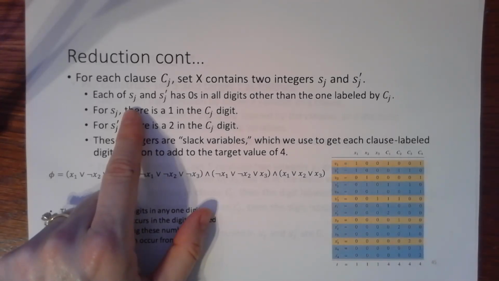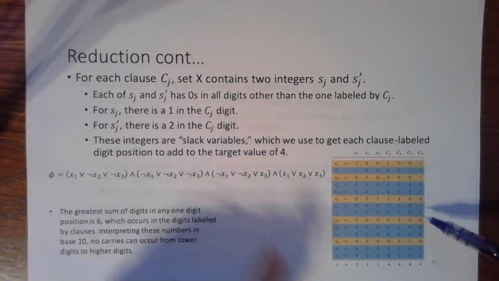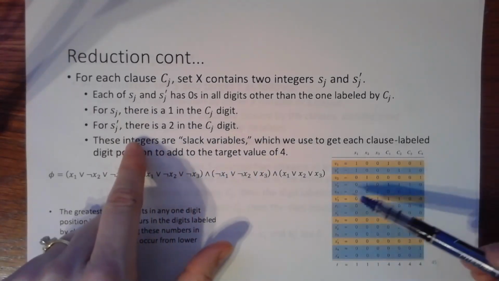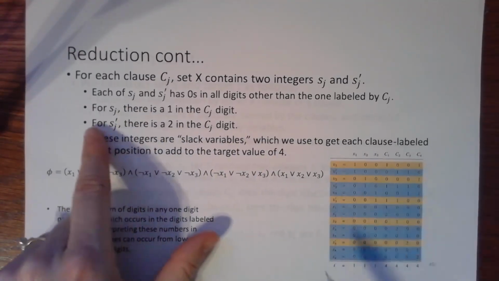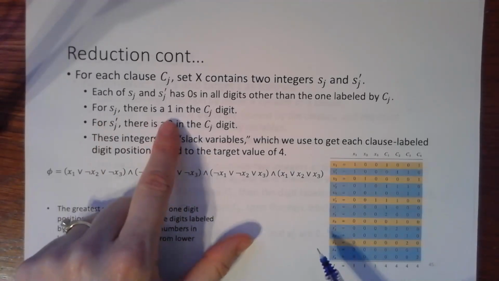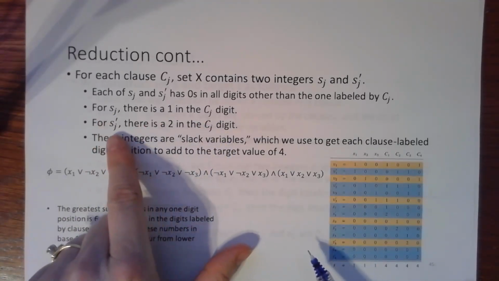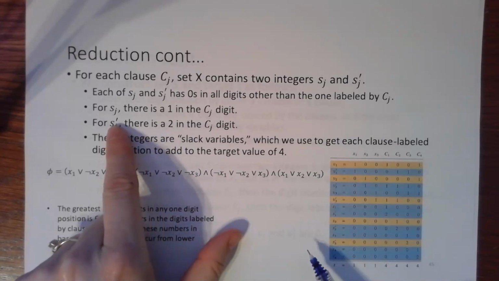Well, how do we decide what to put in C1, C2, C3, C4 for the particular S's? For Sj, there's a 1 in the Cj digit, and there's always a 2 in the Cj prime digit.